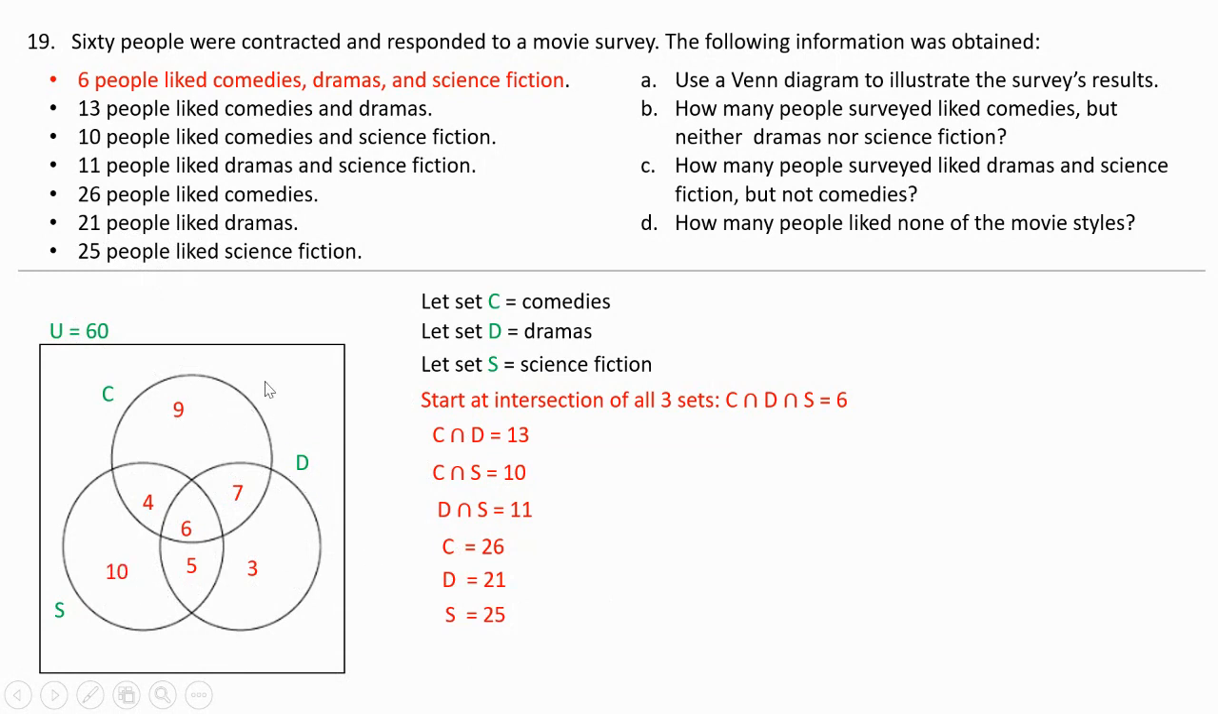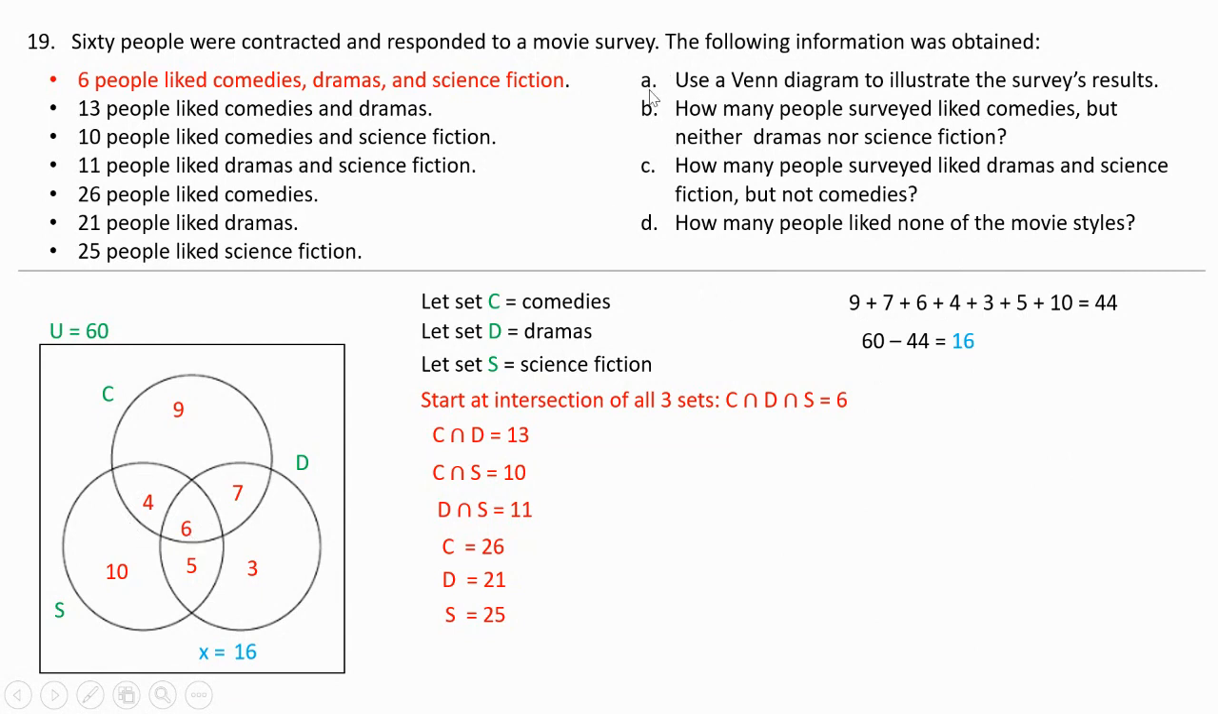Now, remember, guys, there's going to be something out here, right? So we're going to add all these up, and something out here, x equals, we add all these up and subtract it from 60, because 60 is supposed to be the total. So we add them all up, so we get 44. So 60 minus 44 is 16. So there's 16 out here, 16 people that didn't like movies at all, or those type of movies.